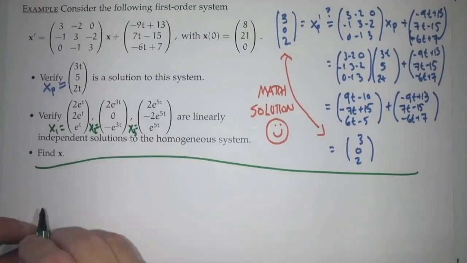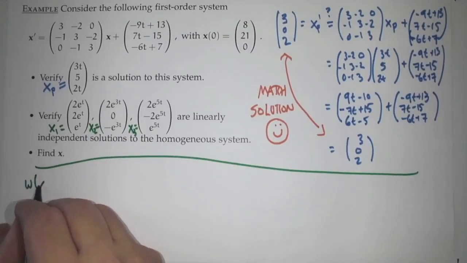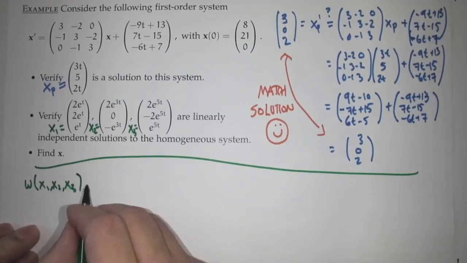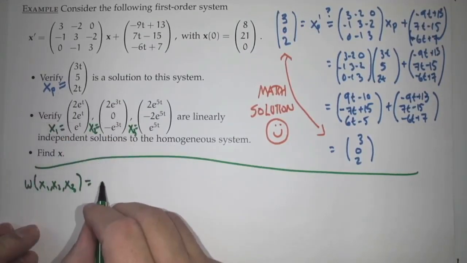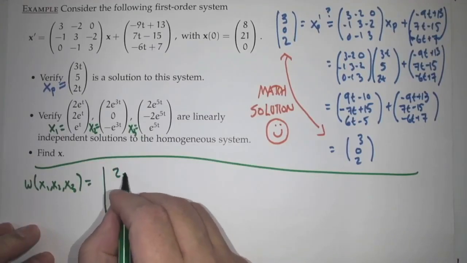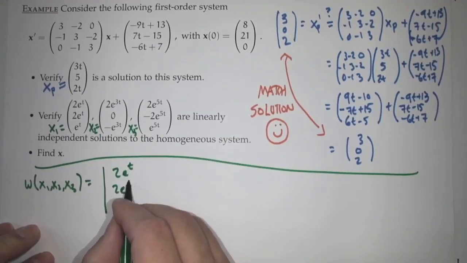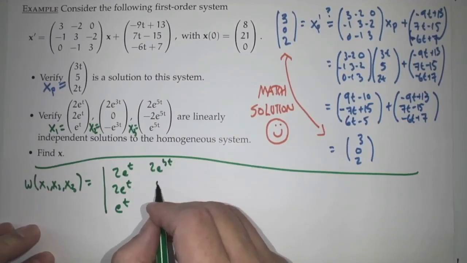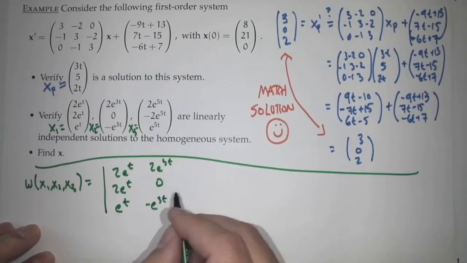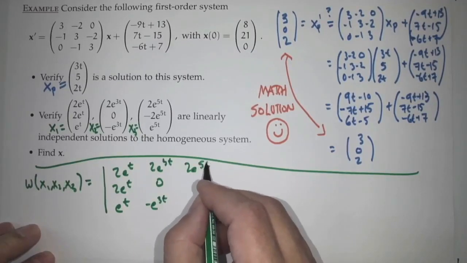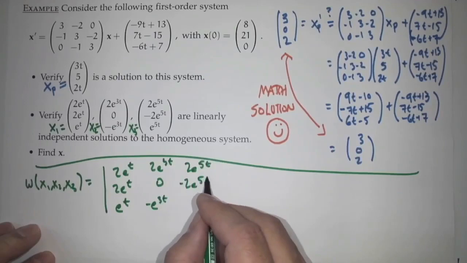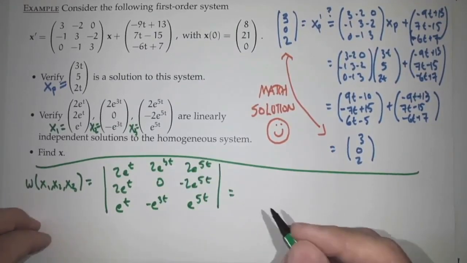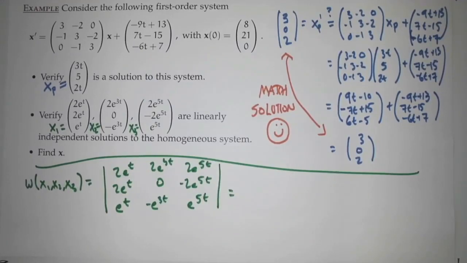How's that? So we're looking for the Wronskian of these three vector functions. So that's the determinant: 2e to the t, 2e to the t, e to the t; 2e to the 3t, 0, minus e to the 3t; 2e to the 5t, minus 2e to the 5t, e to the 5t. Well, before we take this determinant, what can we do to make our life happier?